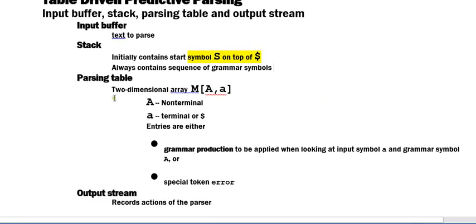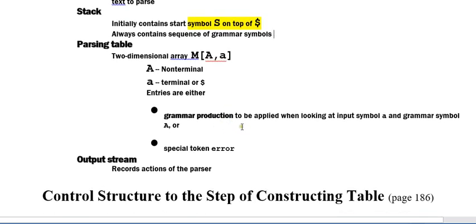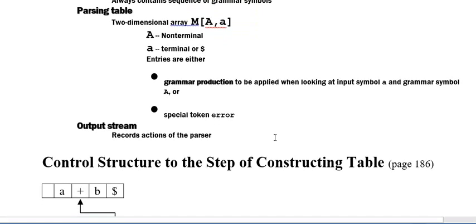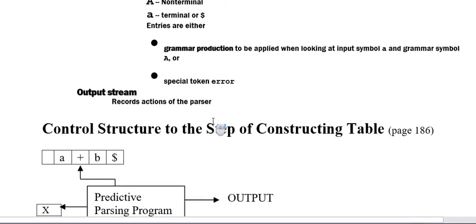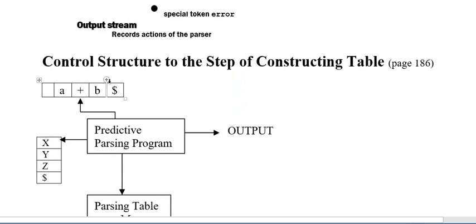Now the parsing table is a two-dimensional array M[A, a], where A in capital letter is a non-terminal and a in small letter is a terminal, or the dollar sign. Each entry is either the grammar production to be applied when looking at the input symbol a and grammar symbol A, or it specifies an error. If you didn't understand those things, we will discuss them in later sections. Now the output is to record the actions of the parser. Now the control structure is used for constructing the table.